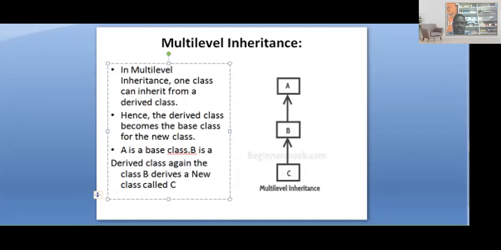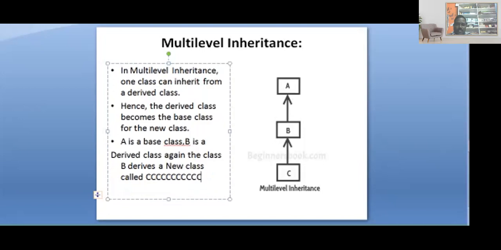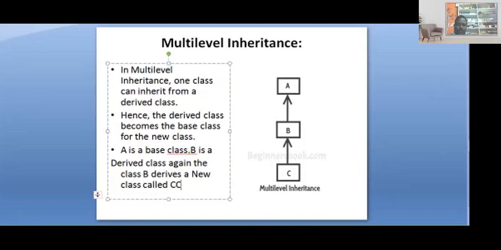One class can inherit from a derived class. Again, the derived class becomes the base class for the new class. So C is a new class. For the C class, who will become the base class? B is the base class. And B is a derived class; for this, who is the base class? A is the base class. Is it clear?